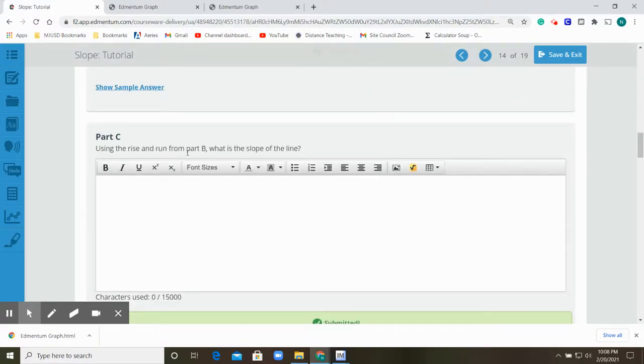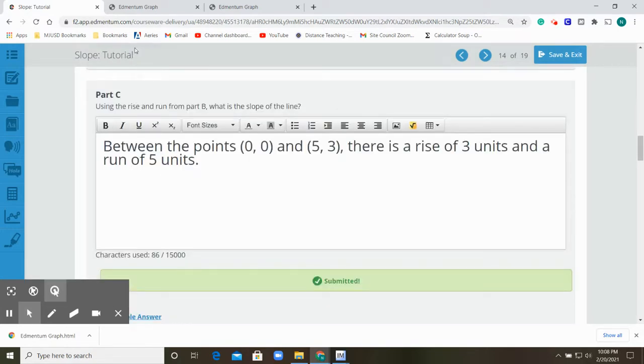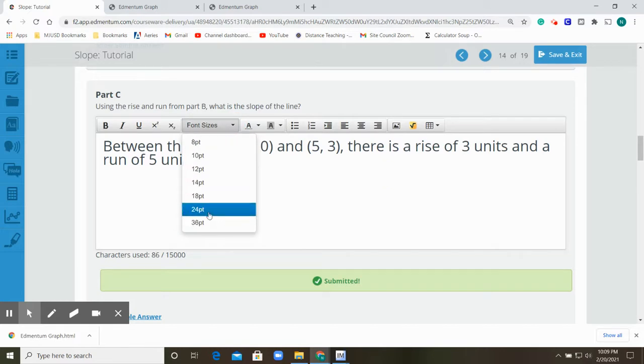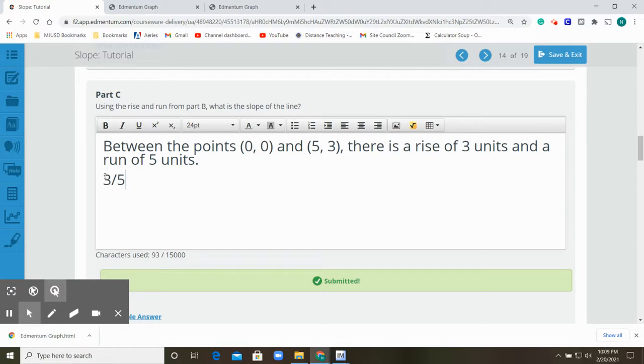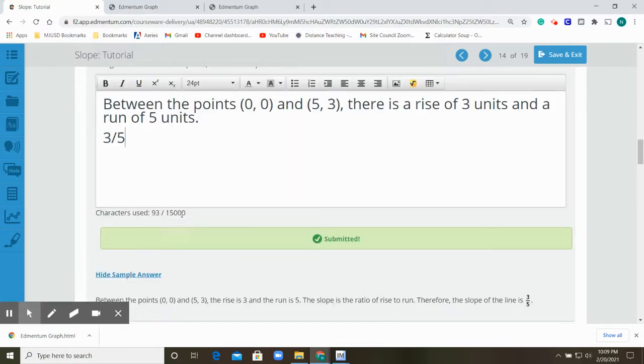Using the rise and run from part B, what is the slope of the line? So copying part B down here to part C, between the points 0, 0 and 5, 3, there is a rise of 3 units over a run of 5 units. So the slope is 3 over 5.